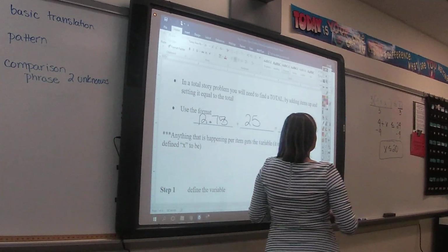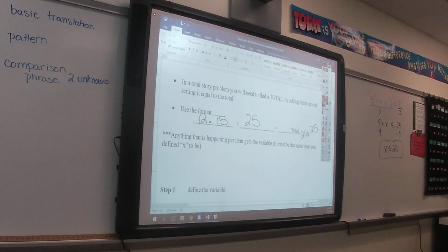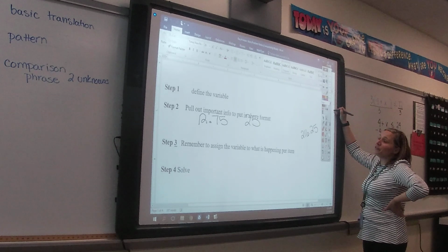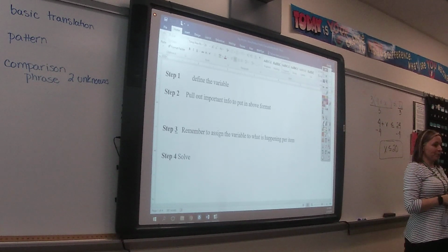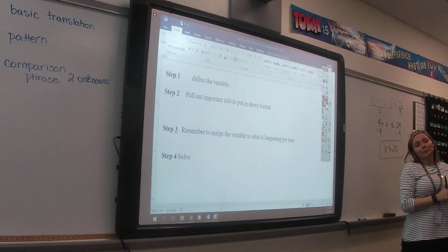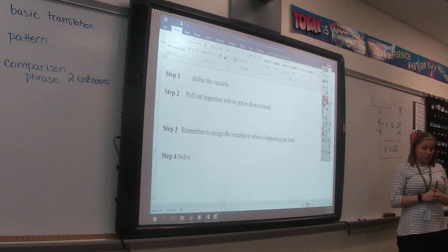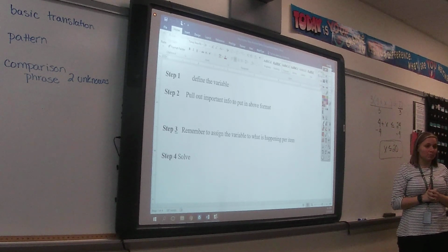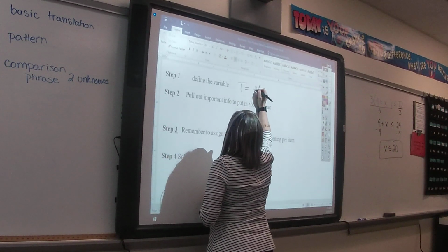Okay. Now, before we can go further with this, we need to decide what this problem is asking us to find. So to do that, we are going to define a variable. What is this problem asking us to find? William? How many t-shirts did each member purchase? Right, so we're looking for the number of t-shirts. Agreed? What letter would we like to represent the number of t-shirts? T. Sure. Okay, so T is going to equal our number of t-shirts.